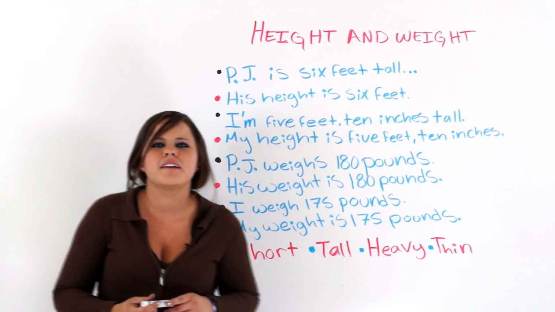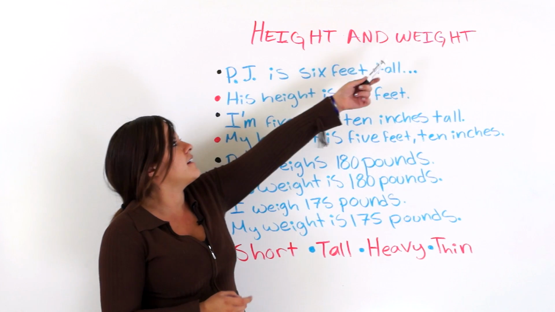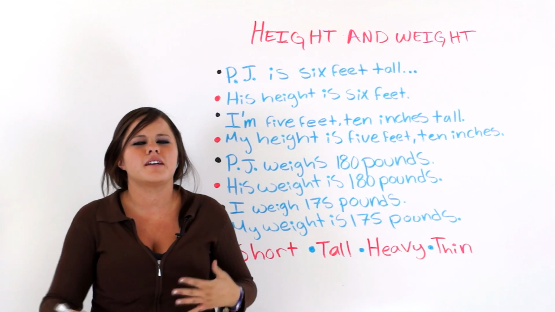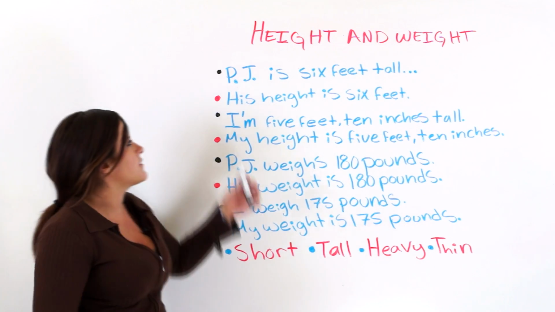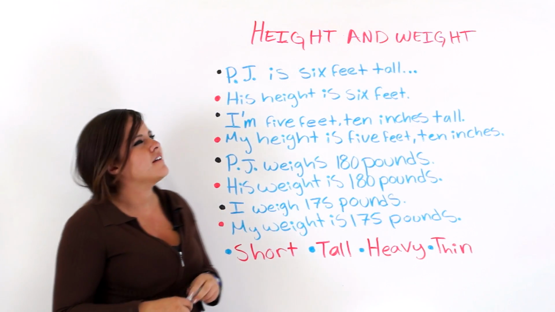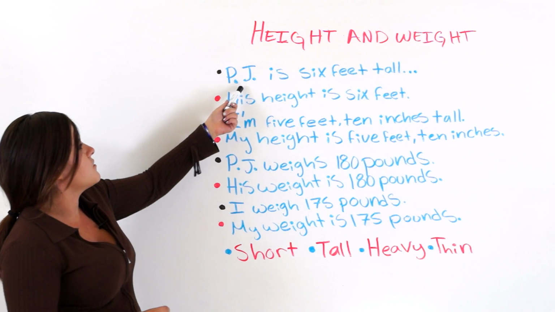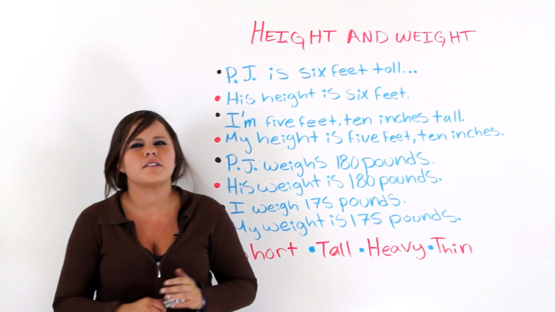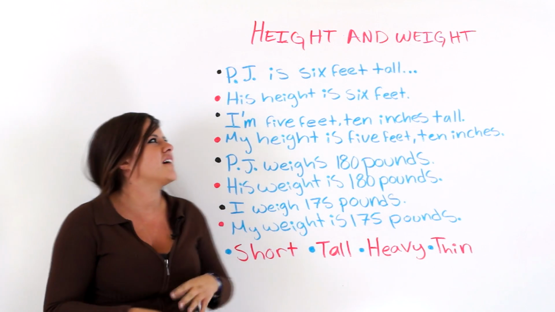Hey there, folks. Today we're going to talk about height and weight. Why is this important? So you can express correctly your height and your weight, okay? Right here I have some examples on the board, as you can see. The first one is PJ is 6 feet tall, okay? PJ is 6 feet tall. That means he's tall, okay?